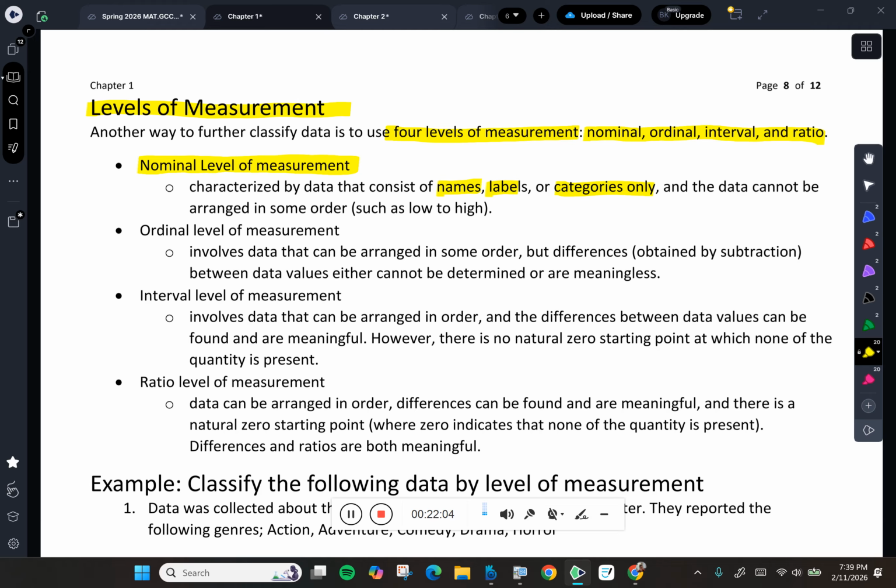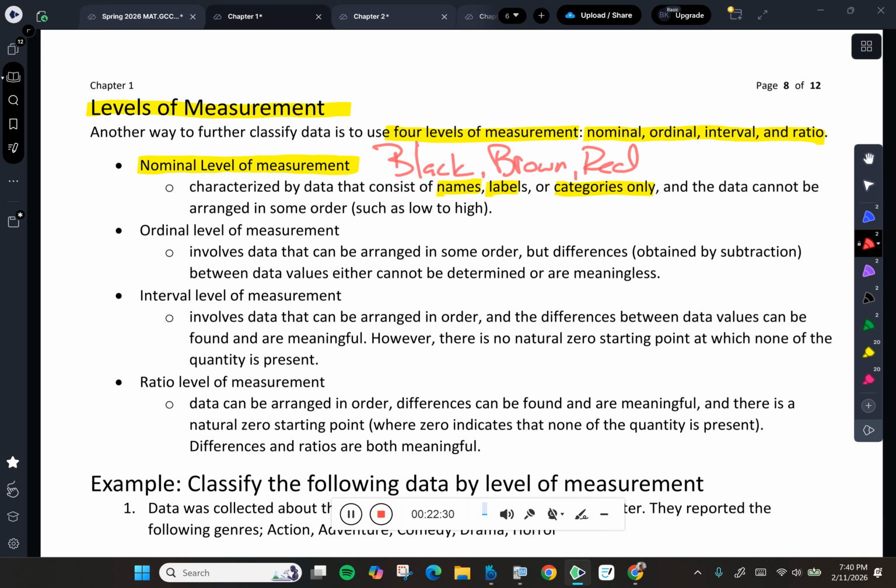So if you were gathering data about hair colors and you decided that your data was black, brown, and red, there's your data set. How do I order that? Is brown better than black? Is black better than red? Is red better than brown? How does it work? So I can't necessarily order it as low to high.